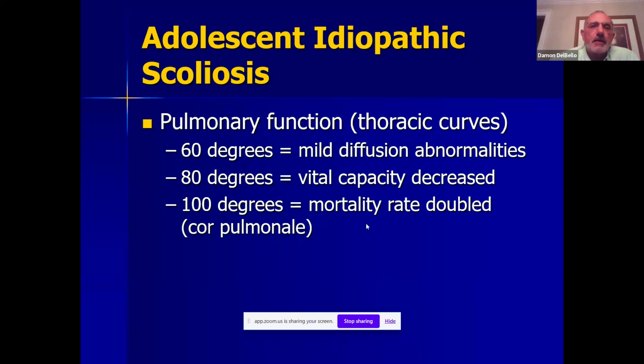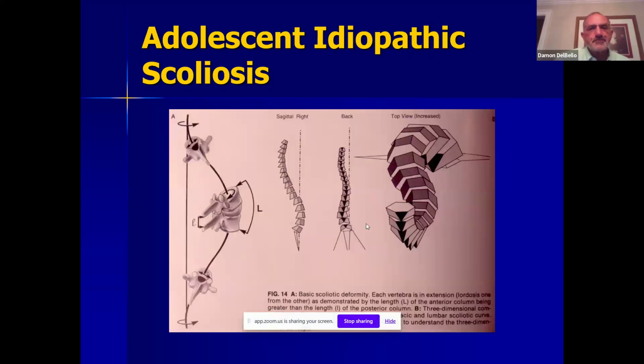We talk about pulmonary function as the complication of severe scoliosis. We start to measure pulmonary changes at about 60 degrees of curve. At 80 degrees, the vital capacity is decreased, and that can put stress on the heart, as you know, and cause cor pulmonale. Severe curves can shorten the lifespan of an individual.